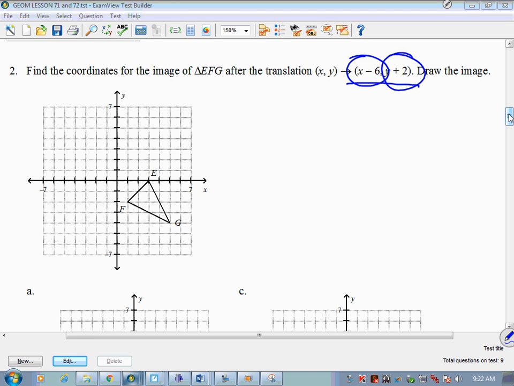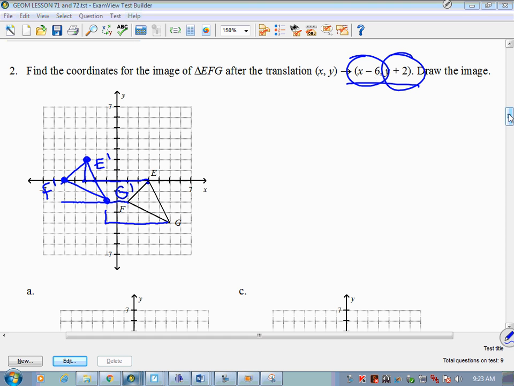So take our E, 1, 2, 3, 4, 5, 6, up 2. So this is E prime. Then everything else, F, 1, 2, 3, 4, 5, 6, 1, 2. So this is going to be F prime. And then G, 1, 2, 3, 4, 5, 6, 1, 2. So that's my G prime.